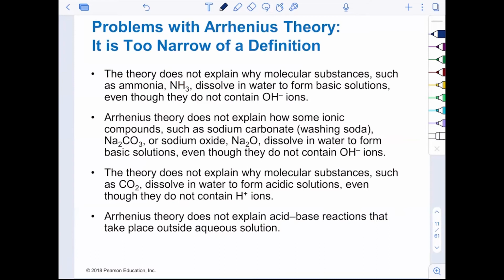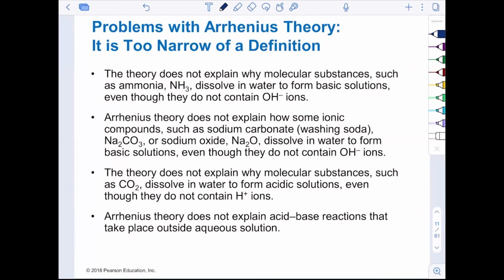There are some problems with the Arrhenius theory. It's too narrow of a definition. The theory does not explain why molecular substances like ammonia act as bases as well. It does not explain how some ionic compounds such as sodium carbonate or sodium oxide dissolve in water to form basic solutions, even though they don't contain hydroxide ions. It also doesn't explain why carbon dioxide, when dissolved in water, forms an acidic solution, even though it contains no H+ cations or protons. And so we see a lot of holes, all right?